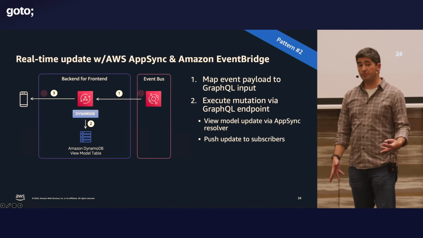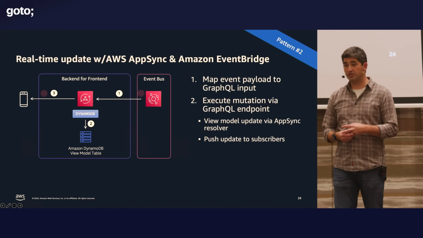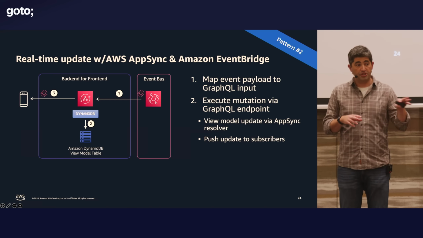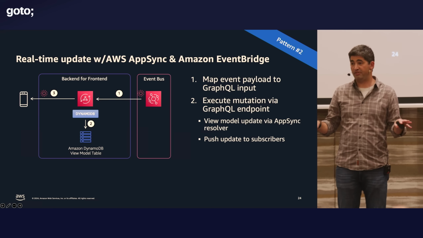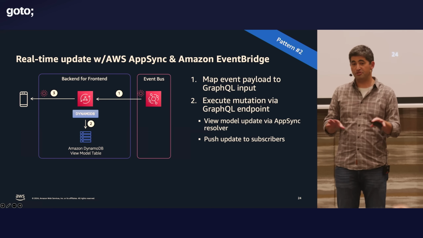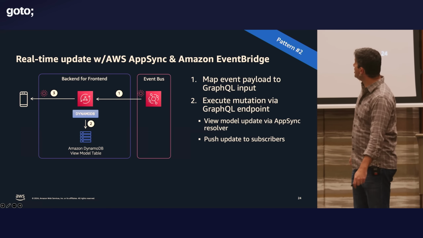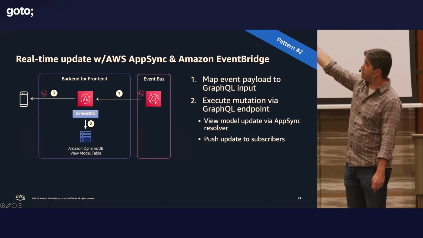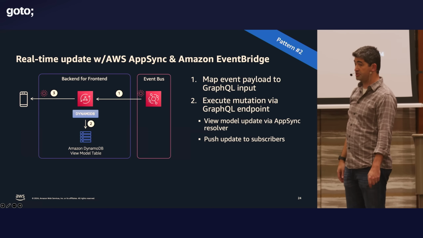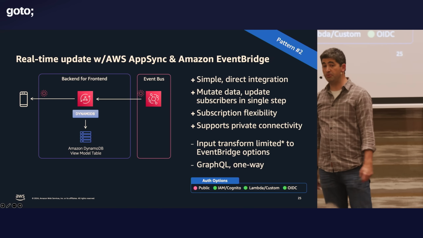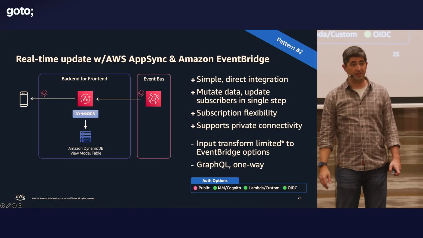Second pattern looks a little bit like the first, but it's actually a little simpler. In this case, we are using a direct integration between EventBridge and AppSync. We've eliminated the Lambda functions, and maybe that's the most serverless thing of all that we can do. Right, Eric? So in this case, we have EventBridge. It just calls the AppSync API directly. This is really, really simple. There's not a lot of icons on the screen if that scares you.